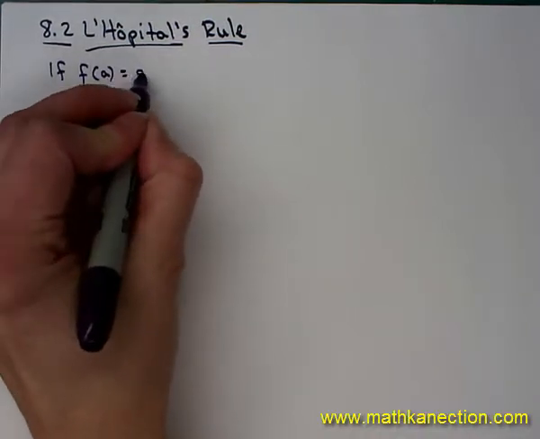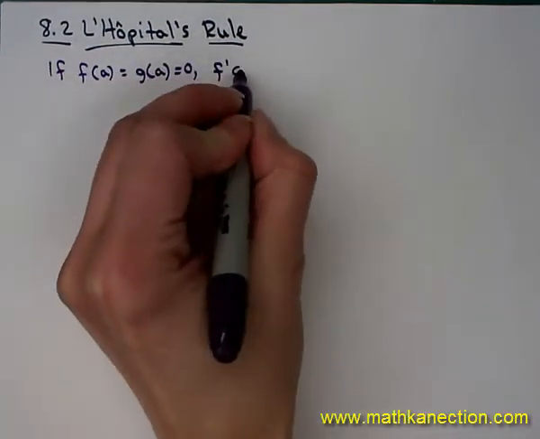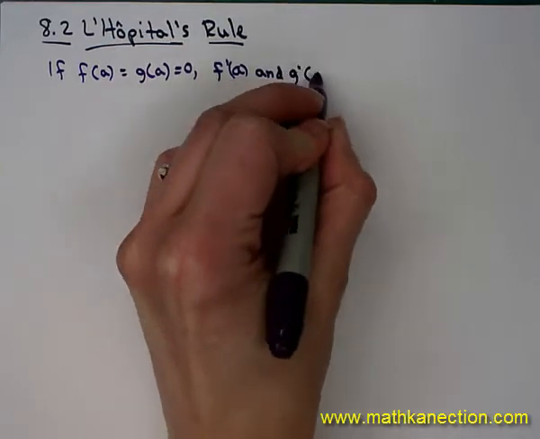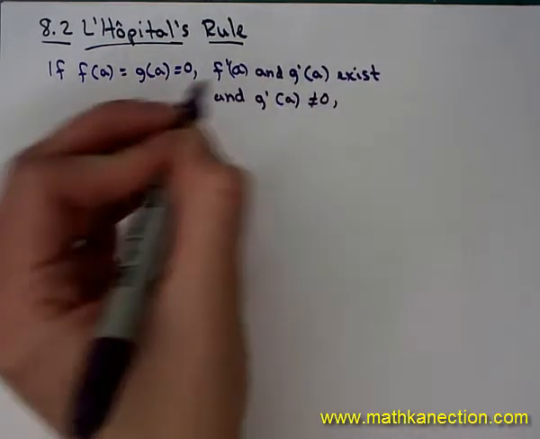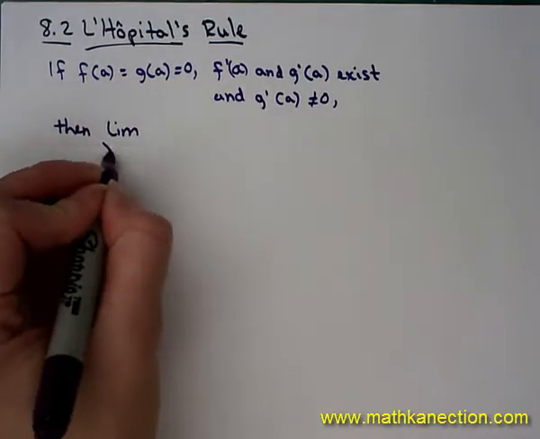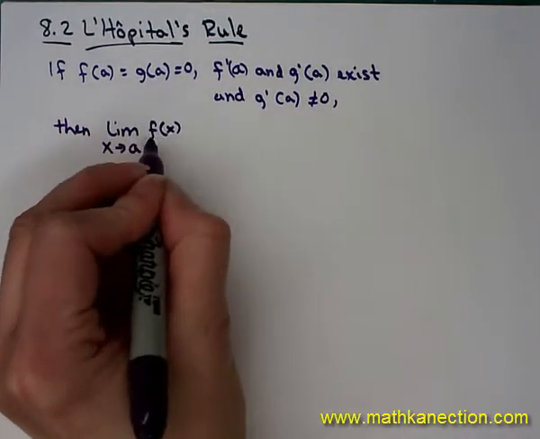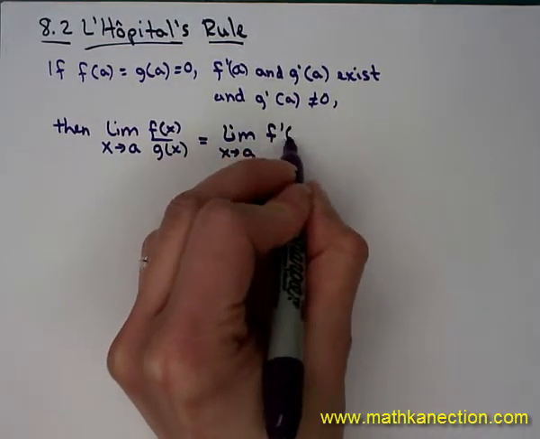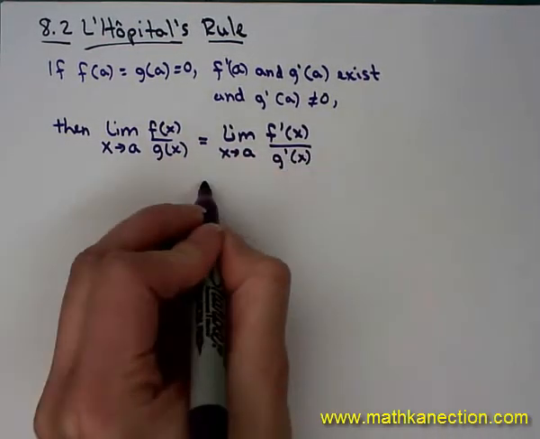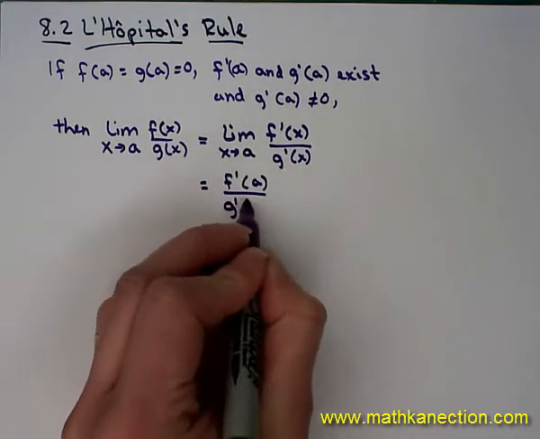So L'Hopital's rule states that if f of a and g of a are both equal to 0, and the derivative of f at a and the derivative of g at a exist, and the derivative of g at a does not equal 0, then the limit as x approaches a of f of x over g of x is the same as the limit as x approaches a of f prime of x over g prime of x. So substituting in a, f prime of a over g prime of a.